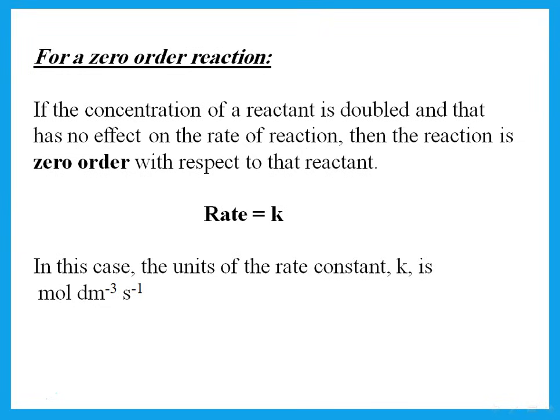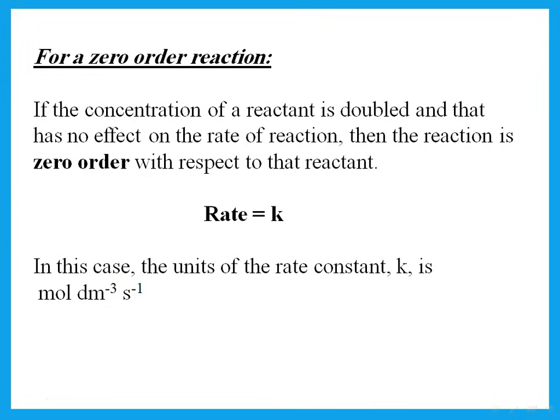Okay, what about a zero order reaction? So we said first order, doubling doubles. Second order, doubling quadruples, to the power 2. If the concentration of the reactant is doubled and there is no change in the rate, then we say that the reaction is zero order with respect to that reactant.